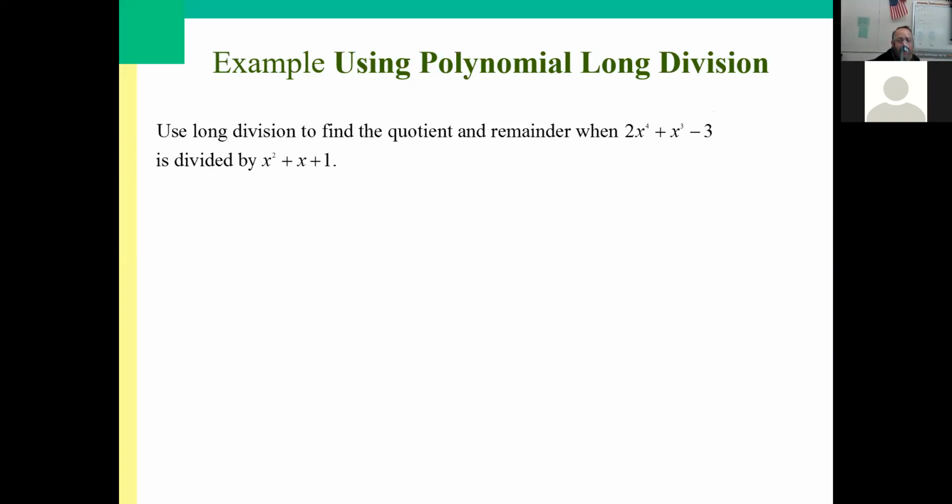Now I want you to notice something. You got 2x to the fourth plus x cubed minus 3. Do you notice anything that is troubling? There is no x squared term. What else is missing? The x term. So you need to put it in. Just put in a 0x squared, put in a 0x, and then you're going to be good to go.